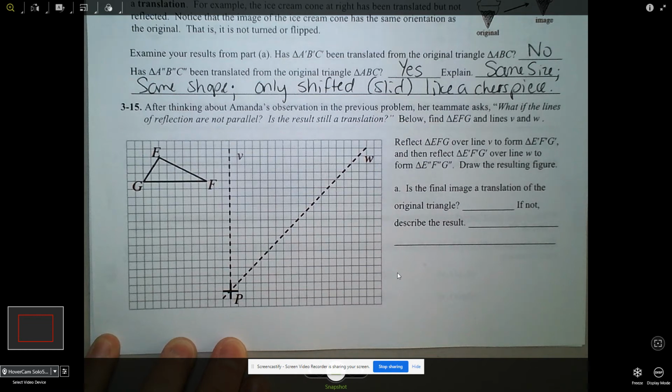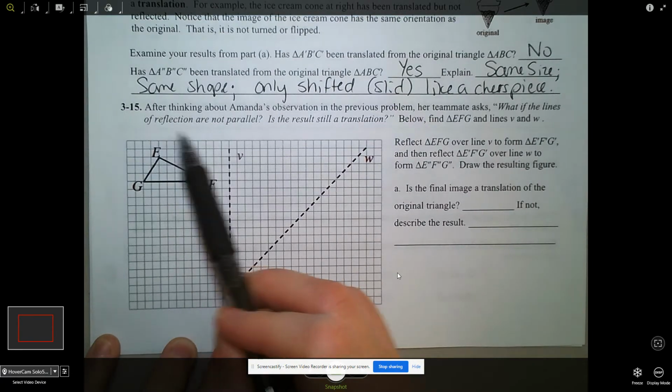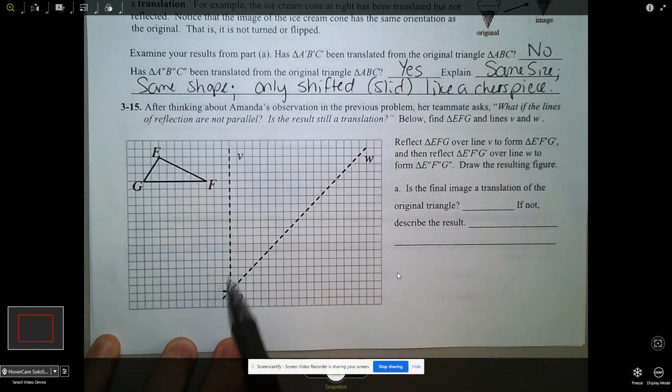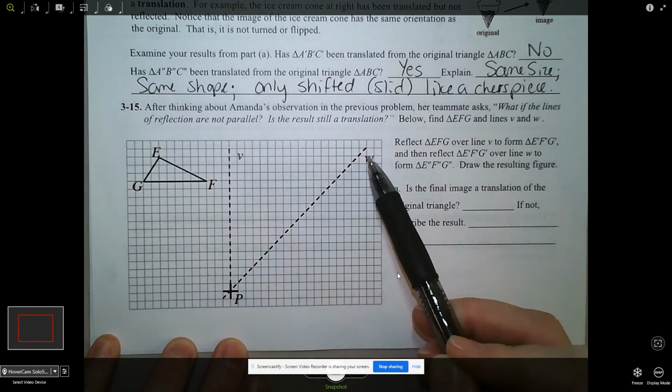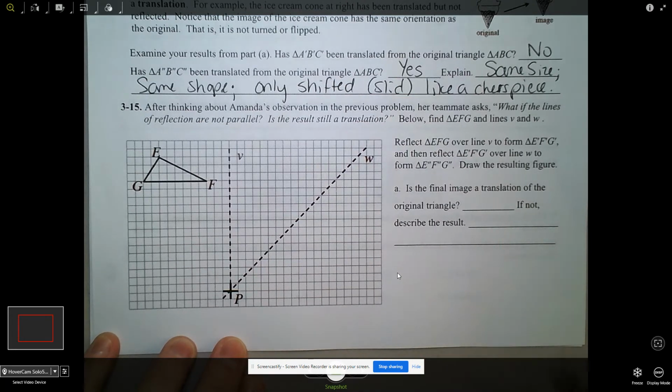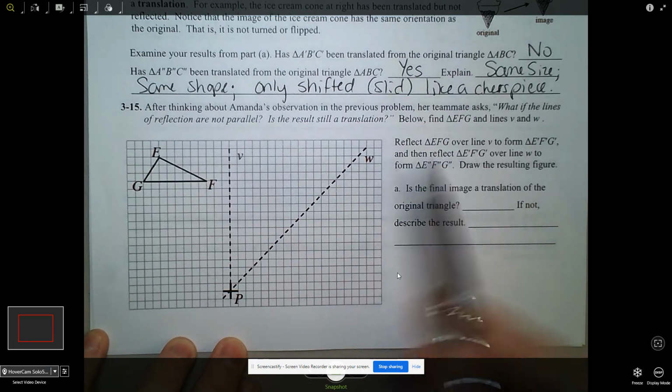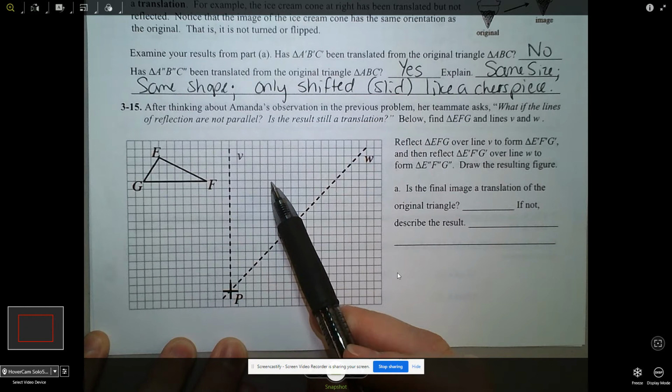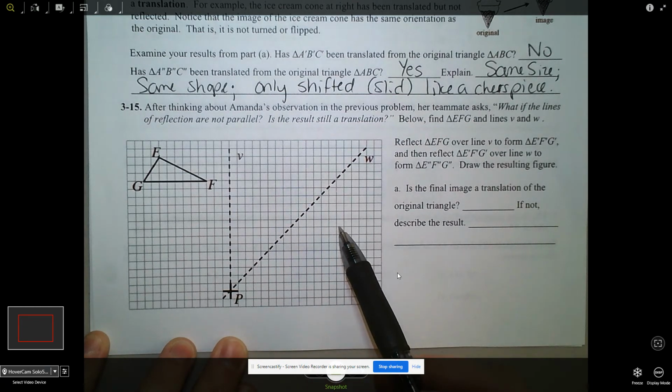Okay, so now we're going to pick up where we left off, talking about the observation that we just made, that if we reflected and then reflected again, we get something that was like a slide, a translation. This question is asking us, what if the lines of reflection are not parallel? So here we have a line of reflection V, we have a line of reflection W, clearly not parallel to each other. So first we're going to reflect EFG over line V, and then we're going to reflect that image over line W to get triangle E double prime, F double prime, G double prime, and see what happens when the lines are not parallel.